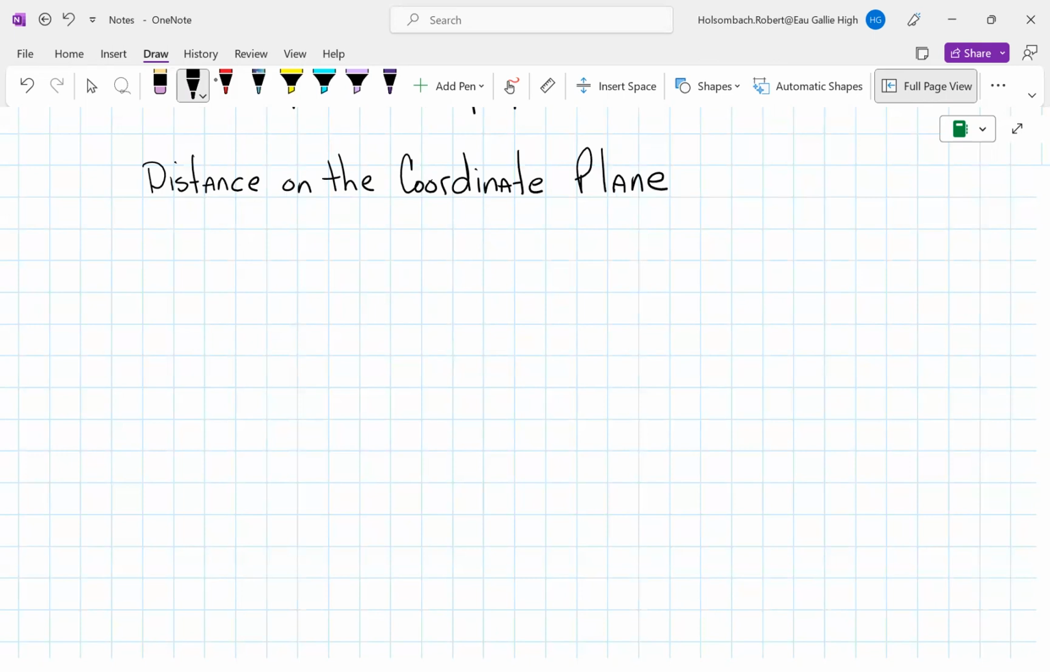All right, so distance on the coordinate plane is equal to the square root of, you take your x sub 2 minus your x sub 1, you square it, and then you add it to your y sub 2 minus your y sub 1 squared.